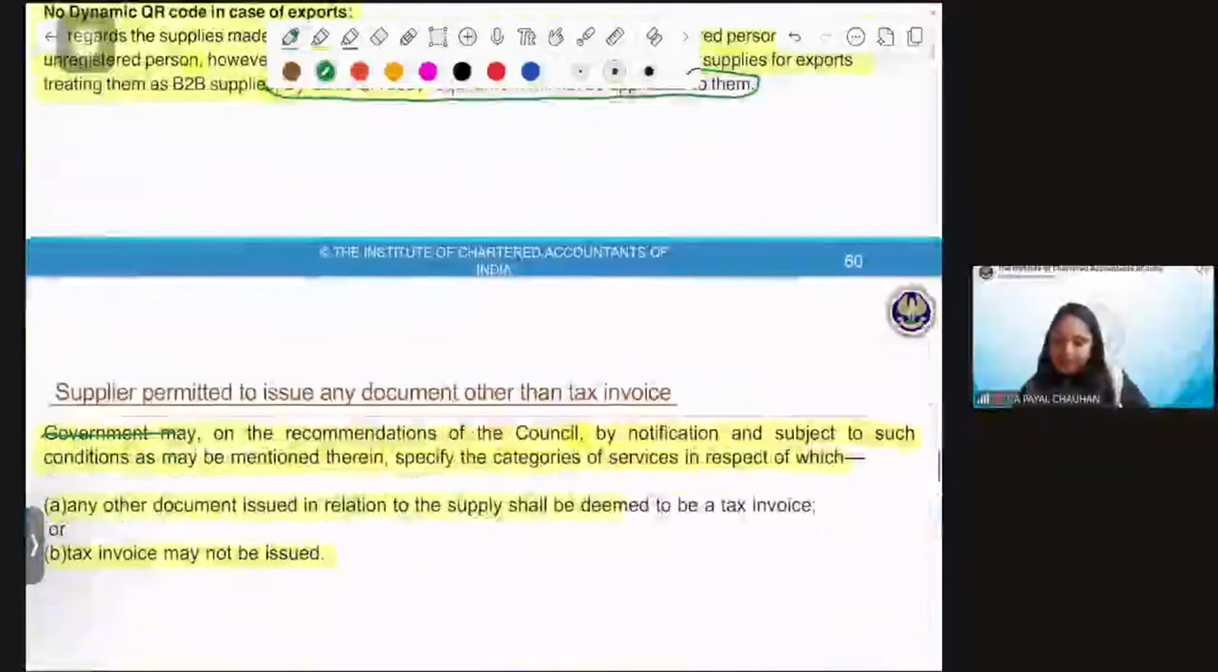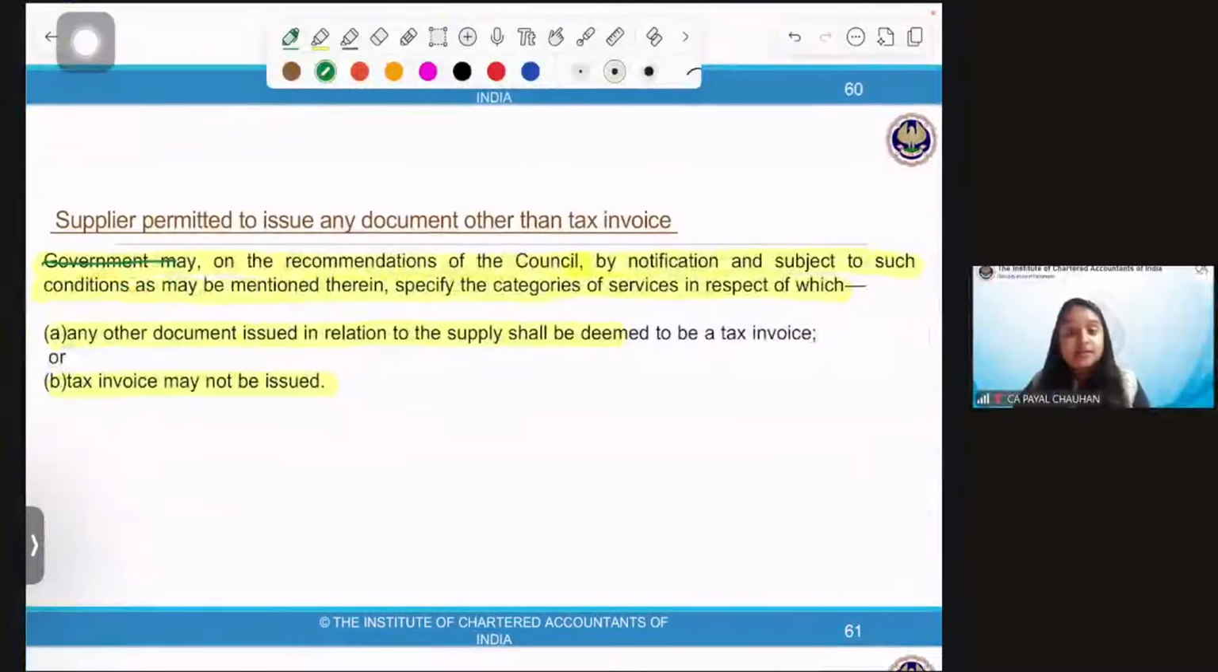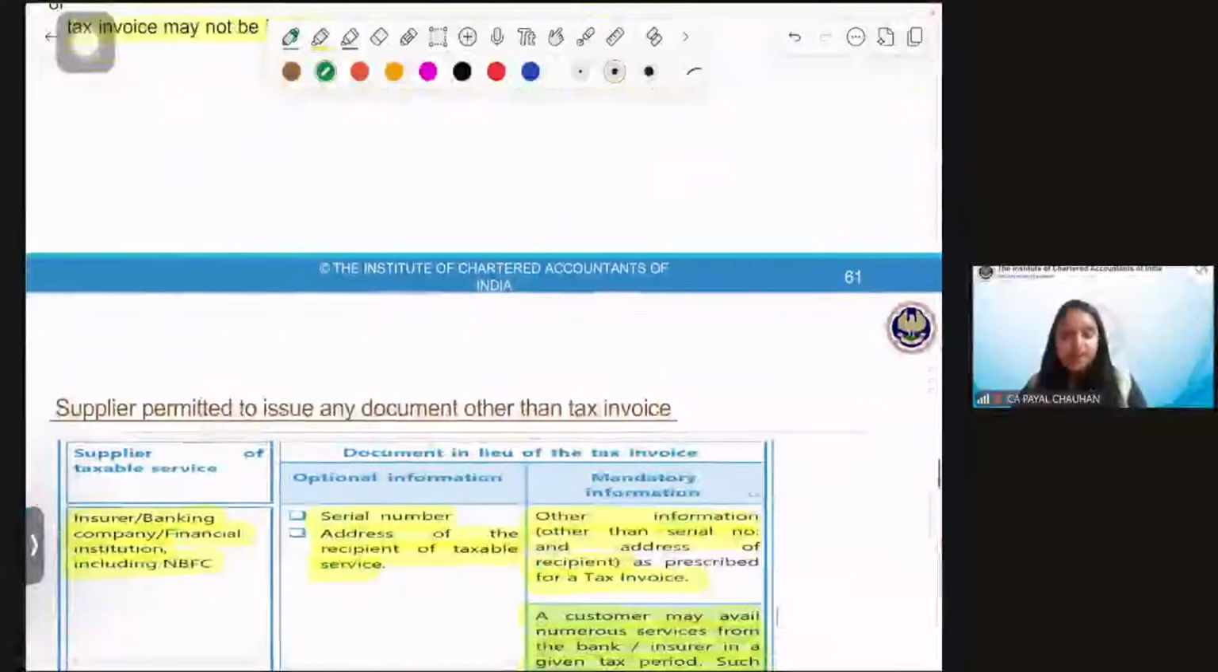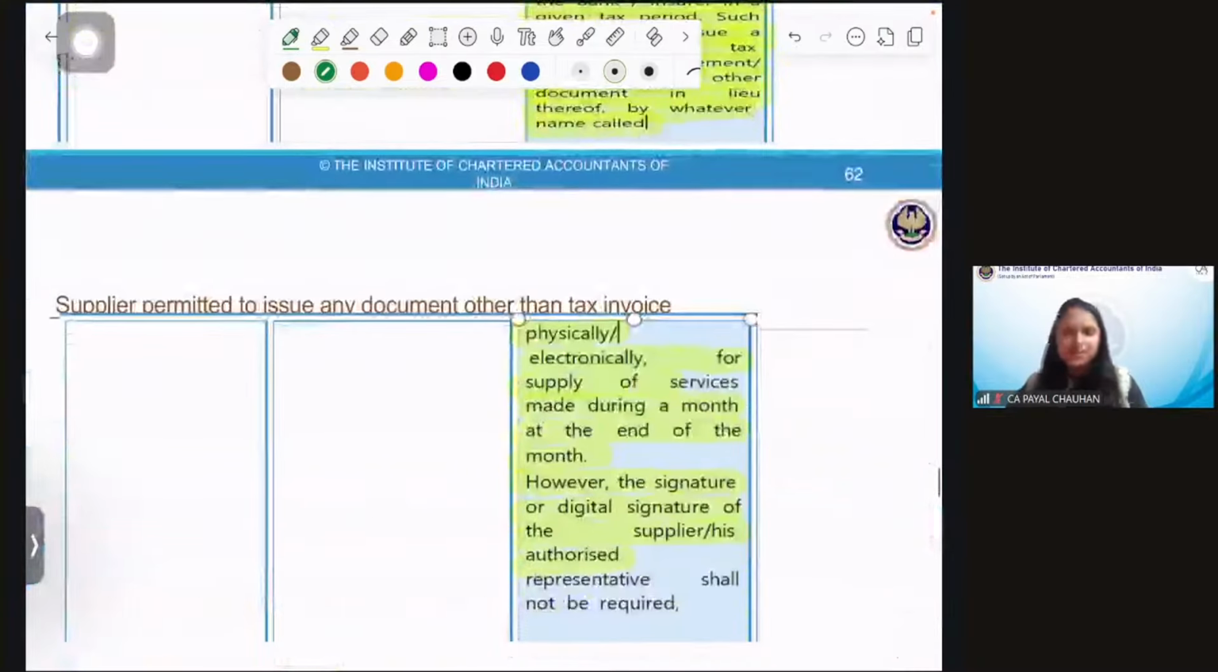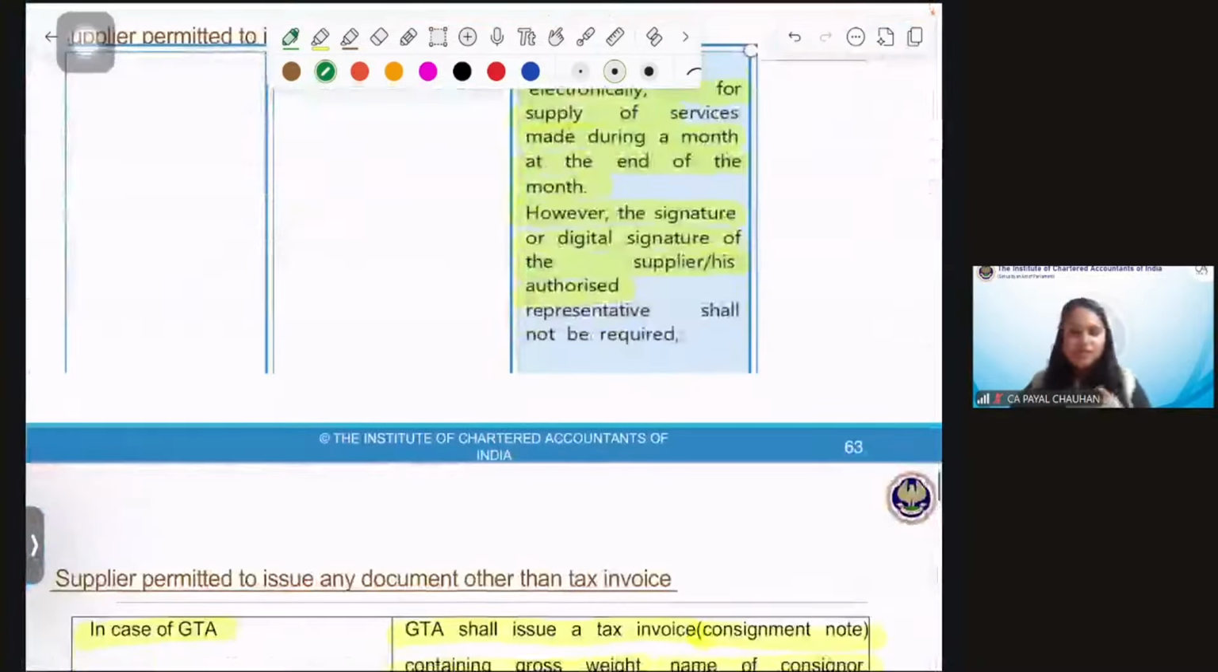Next question. There are certain other documents which could be issued in place of a tax invoice. In case of an insurance company, banking company, or NBFC, they can give you a statement or advice, any kind of document, at the end of the month, which need not have a digital signature also. Remember, neither the serial number nor the address of the recipient is needed. It's not asked so many times, but still it's there in the course.